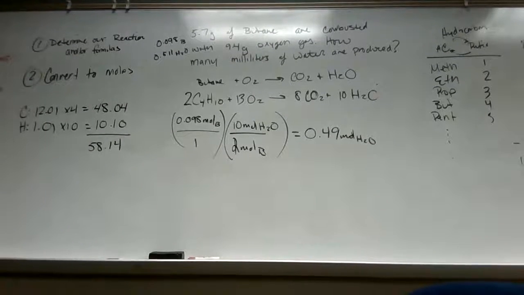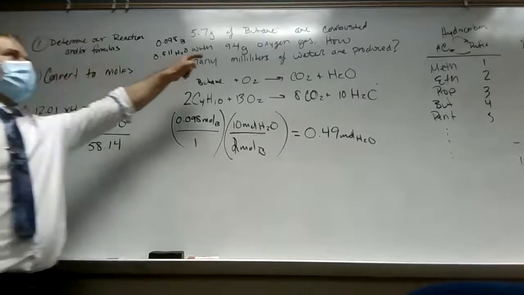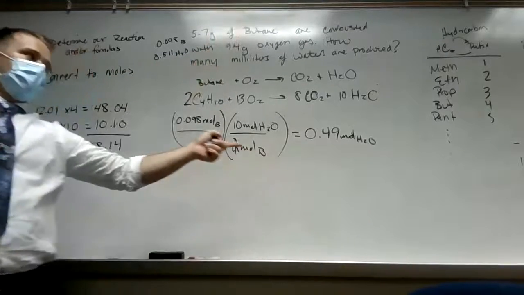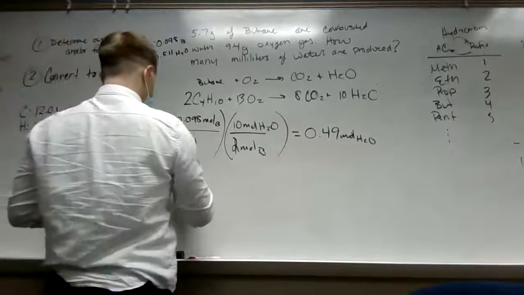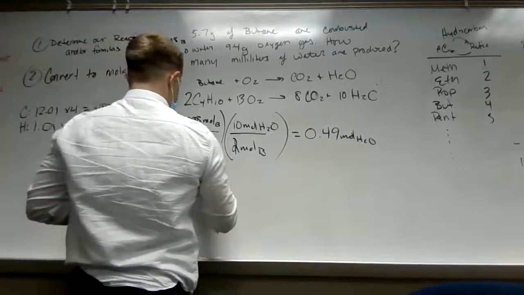We can do the same thing for oxygen. So we know that we have 9.4 grams of oxygen, which is about a half a mole. So we have 0.511.